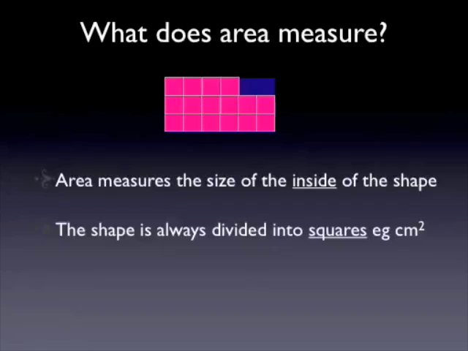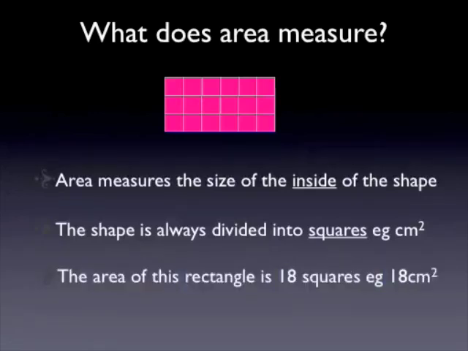15, 16, 17, 18. So the area of this rectangle is 18 squares, and it might be 18 square centimetres, for example, if they were square centimetres. So area measures the inside of the shape using squares.